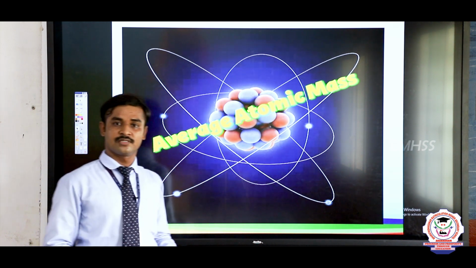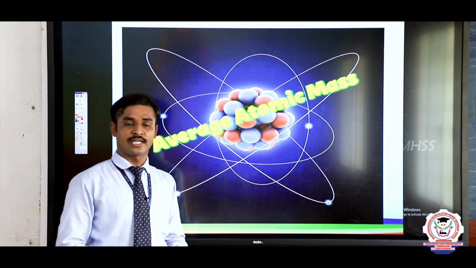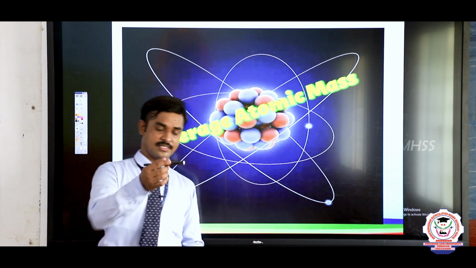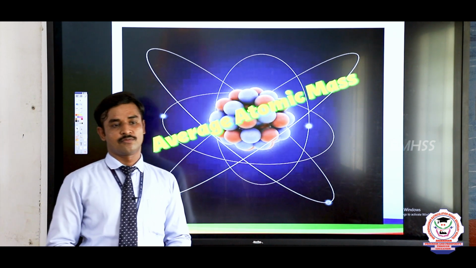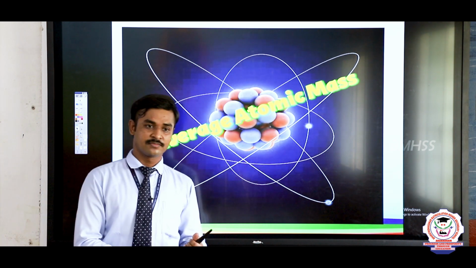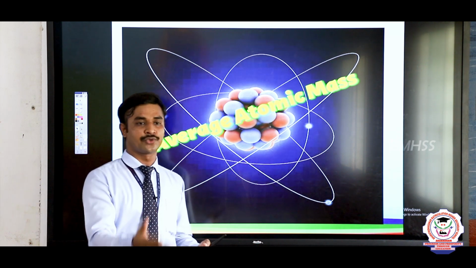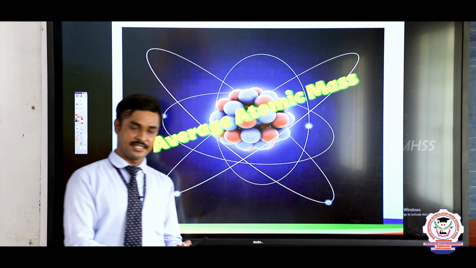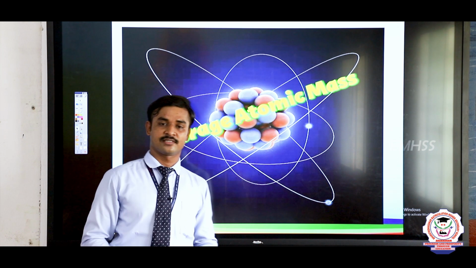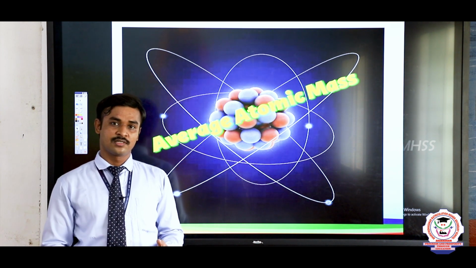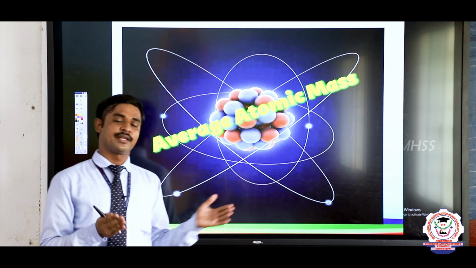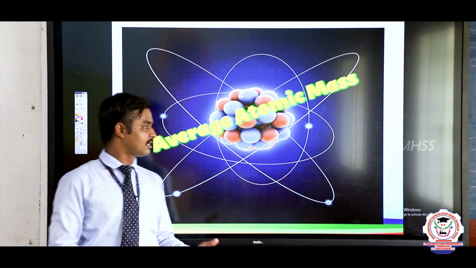You already know about isotopes, for example hydrogen isotopes. Can anybody tell me the hydrogen isotopes? Divya, can you tell me the answer? What hydrogen isotopes are present? Yes, deuterium, tritium and protium, the three isotopes of hydrogen. The three hydrogen isotopes have different weights, different mass numbers. When we add the mass numbers and find the average, that is the average atomic mass.